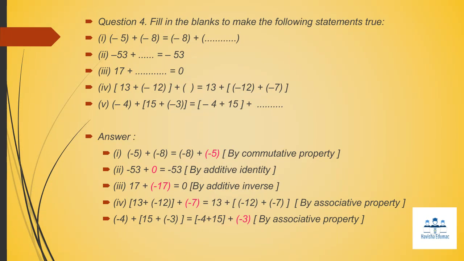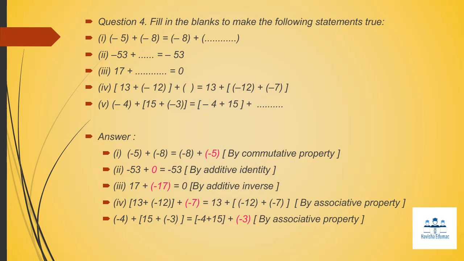This is which property? This is by additive inverse. Next, bracket 13 plus minus 12 plus dash is equal to 13 plus minus 12 plus minus 7. This is which property? This is associative property. So, in the blank space we need to write minus 7.